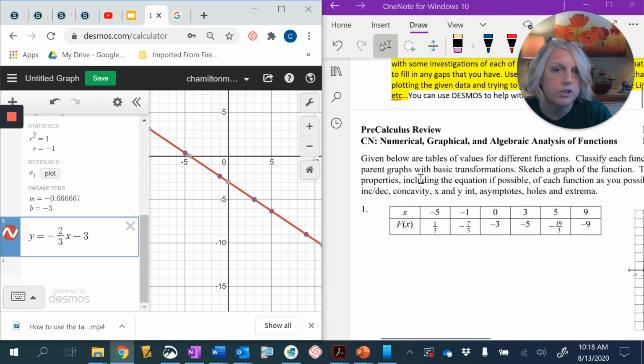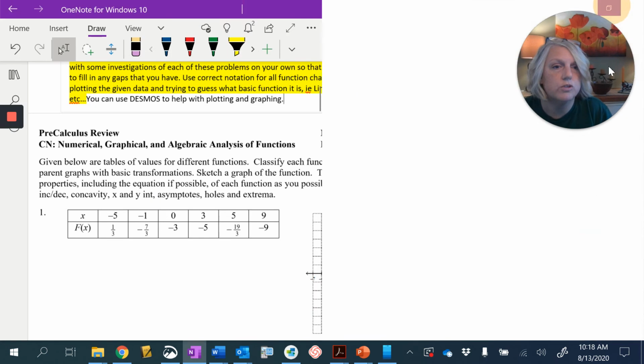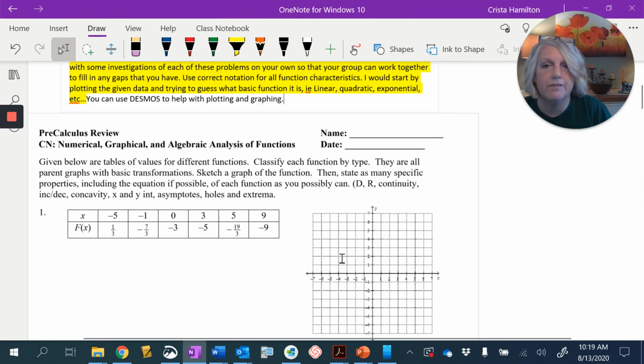And then from here, of course, you had other things that you're going to be working on with this once you get your data and sketch a graph. State as many specific properties, things like, obviously we just found the equation. But again, think about using technology to find it. Think about how to find it by hand, whether you know how to do that or not. Then we're going to give domain and range, discuss the continuity of the graph. Is it continuous? Is it not continuous? Does it have a certain type of discontinuity?